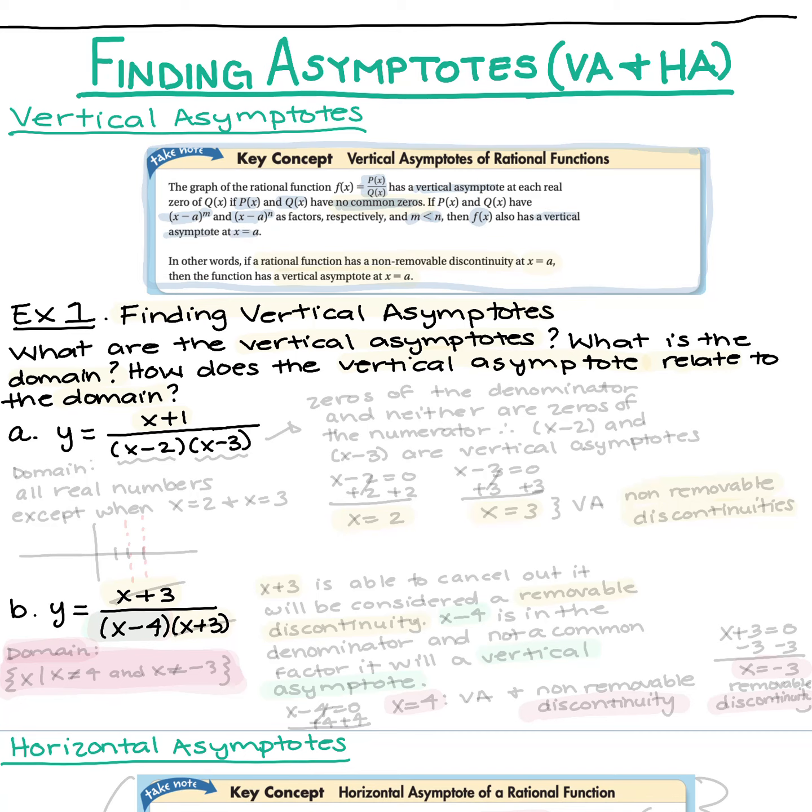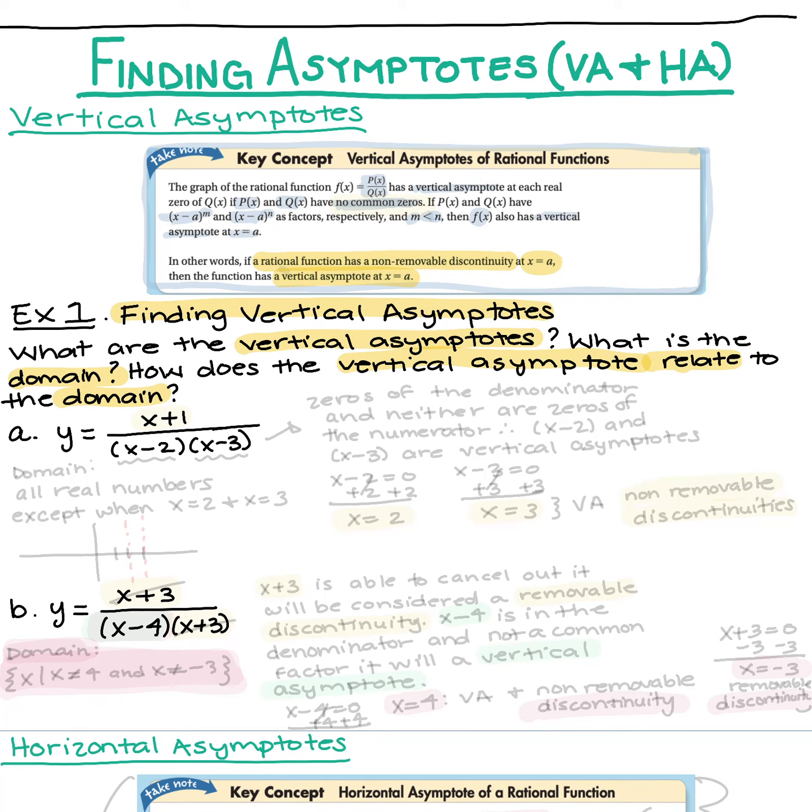Okay, so let's go ahead and do this. So in other words, if a rational function has a non-removable discontinuity at x equals a, you will have a vertical asymptote. Okay, so we're going to be finding vertical asymptotes. We want to know, what are the vertical asymptotes, what is the domain, and how does a vertical asymptote relate to domain? Okay, so we're looking at example A, okay?